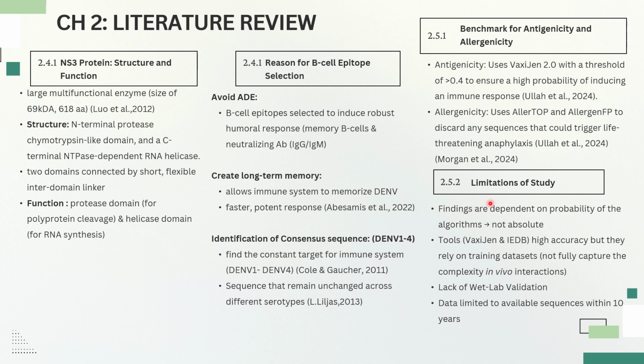When it comes to the limitations, findings are based on the probability of algorithms and are not absolute, while highly accurate tools like VaxiJen and IEDB rely on training datasets. Next, the study lacks experimental confirmation through wet lab, and finally, the quality of the findings is limited by the sequences currently available in public databases from the past 10 years.